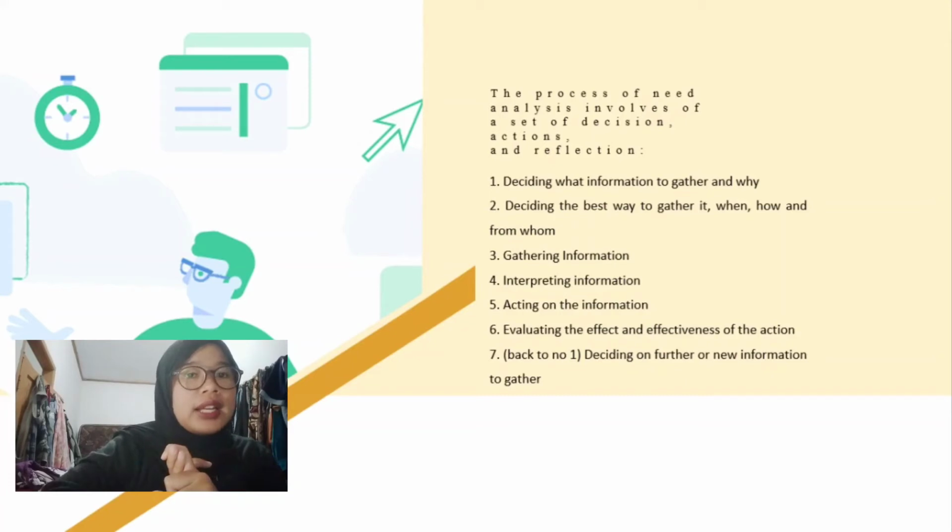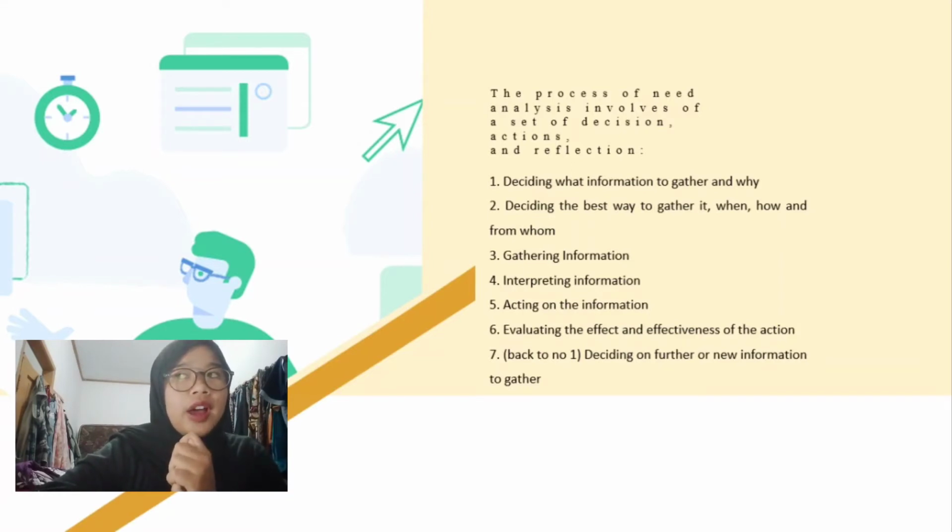First is deciding what information to gather and why. You have to gather the information and know why you have to gather it. The second is deciding the best way to gather it. It's about when, how, and from whom. The third is gathering information. And the fourth is interpreting information.